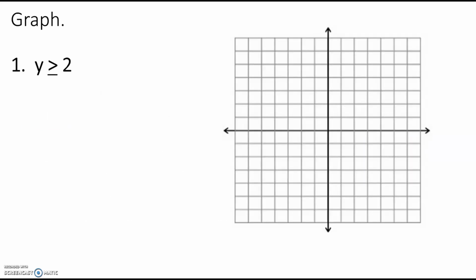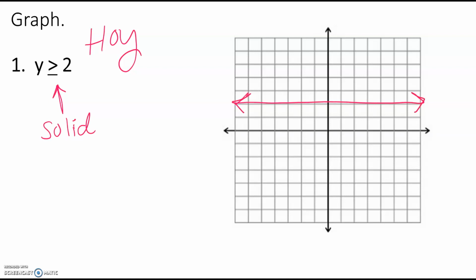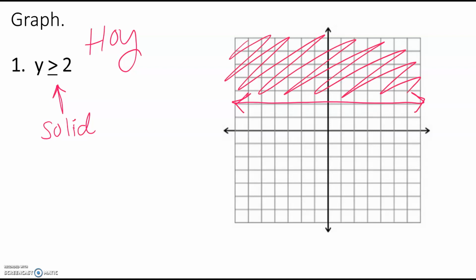So we're going to start easy. Here is a horizontal line. We've got a horizontal line at a positive 2. This equal to right here tells me that it's going to be a solid line. So I'm going to draw a solid horizontal line at 2. And then it says I want everything that is greater than that line. So I'm going to shade above the line.